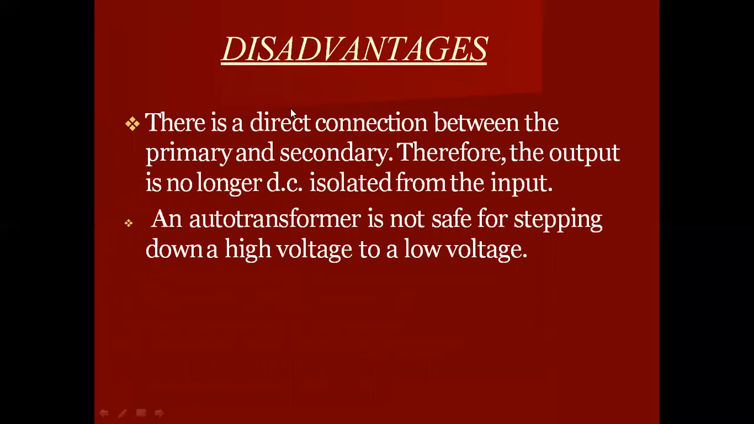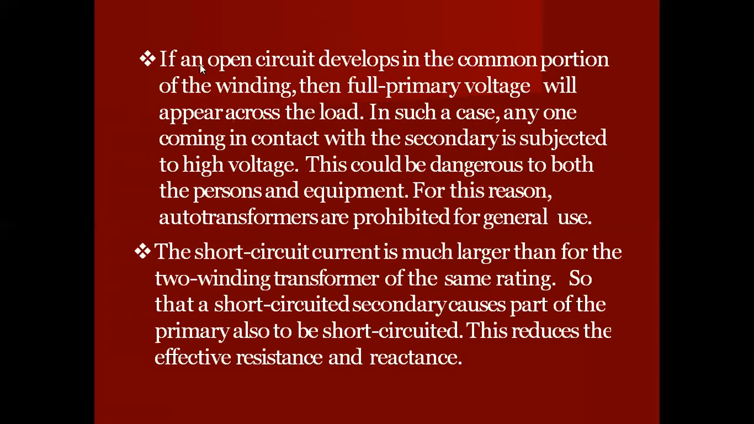So the disadvantages are, there is a direct connection between the primary and the secondary. Therefore, the output is no longer DC isolated from the input. An autotransformer is not safe for stepping down a high voltage to a low voltage. If an open circuit develops in the common portion of the winding, the full primary voltage will appear across the load. In such a case, anyone coming in contact with the secondary is subjected to high voltage. It is clear, this could be dangerous to both the person and the equipment. For this reason, autotransformers are prohibited for general use.